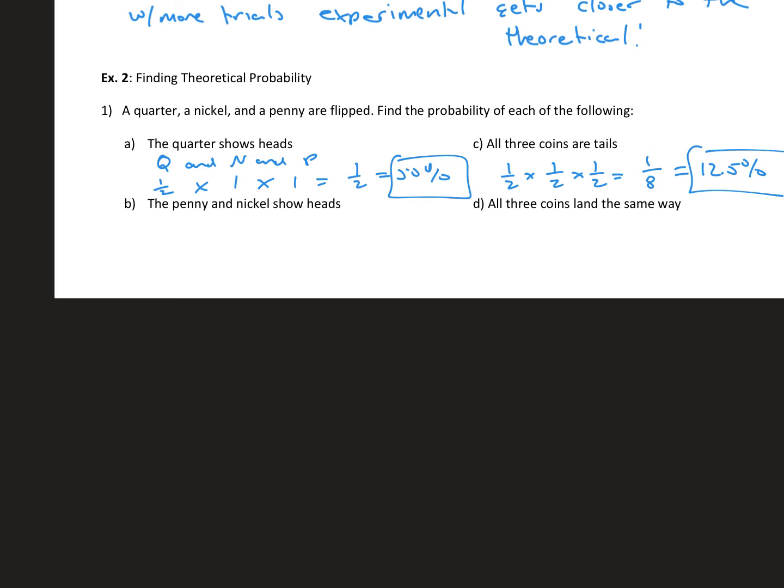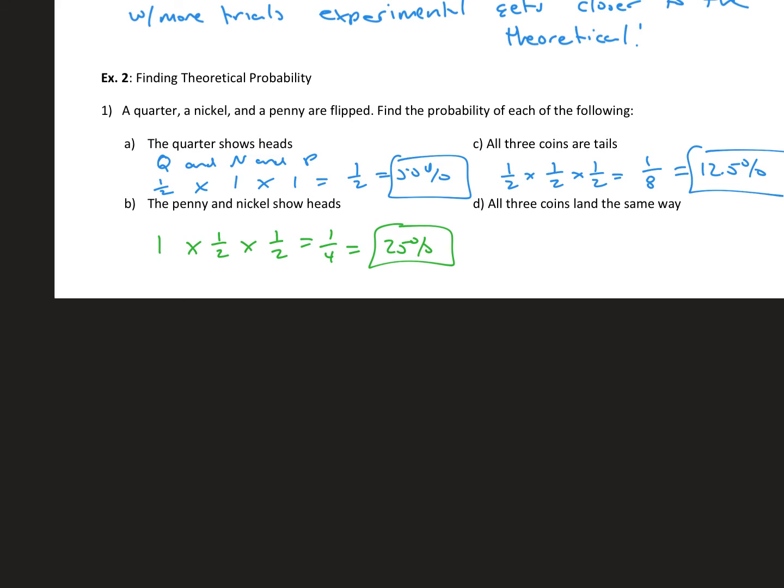All right, the penny and nickel show heads. So I don't care about the quarter. The nickel could be heads or tails. The penny could be heads or tails. So that would be 1/4, which is roughly 25%. The reason I'm saying 1 for the quarter is it doesn't matter if the quarter is heads or tails.